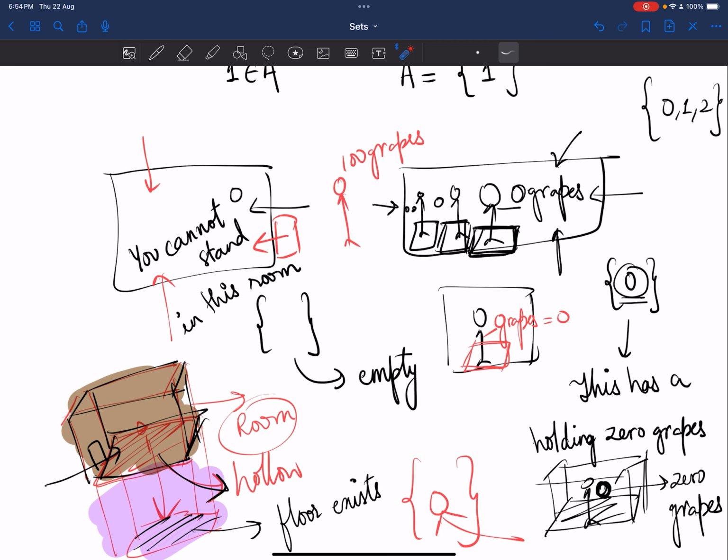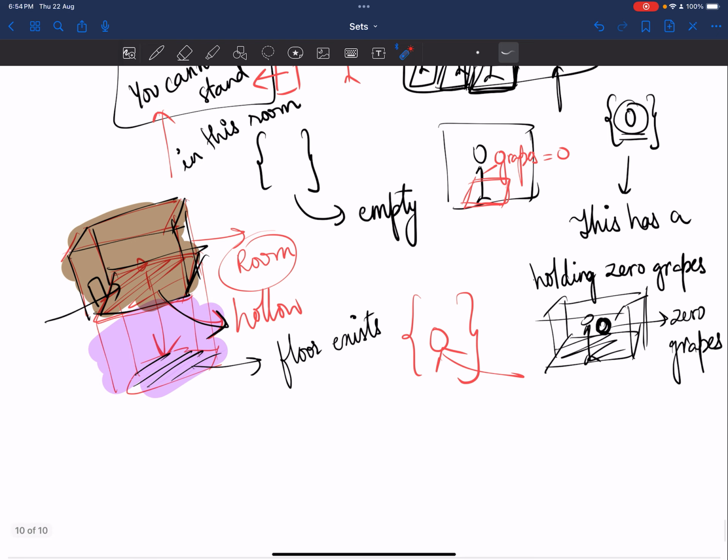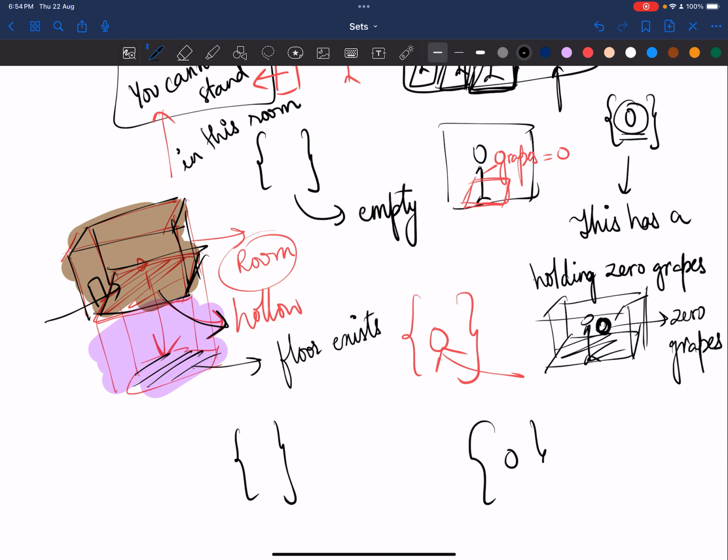You know what I'm saying? So, what is the difference between an empty set and a set with the element 0 in it? This actually has a place where you can keep that 0, a floor where you can keep the 0. It's small though. It doesn't have 2 elements like this. This has 0 and 1.